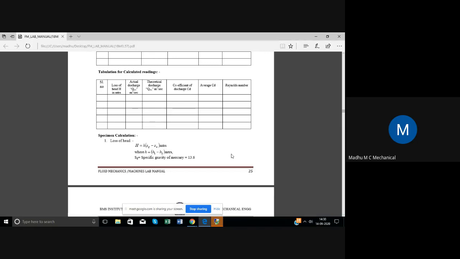Okay, so do the calculation for the first set of readings and tell me what value of CD you are getting. I'm going to wait for you. Sir, Reynolds formula. Pardon? Reynolds formula. Okay.